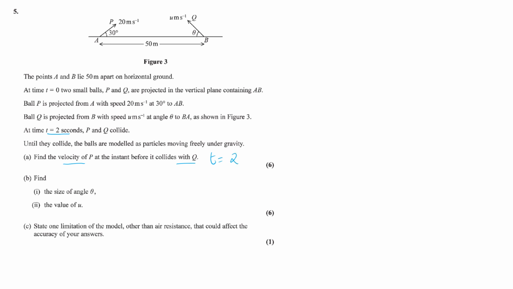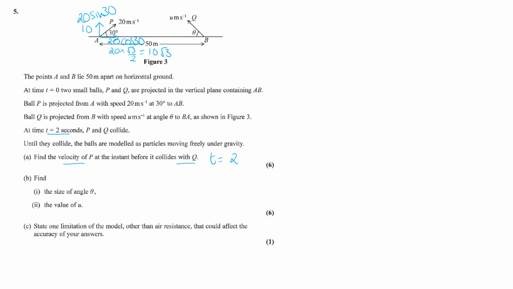So let's resolve component form initially what's happening. So horizontally it's going to be 20 cos 30 and then vertically 20 sine 30. So if you know your exact trig values, cos 30 is root 3 over 2. And so that's going to be cancelling the 20 and the 2, 10 root 3. Sine 30 is a half, 20 times a half is going to be 10.